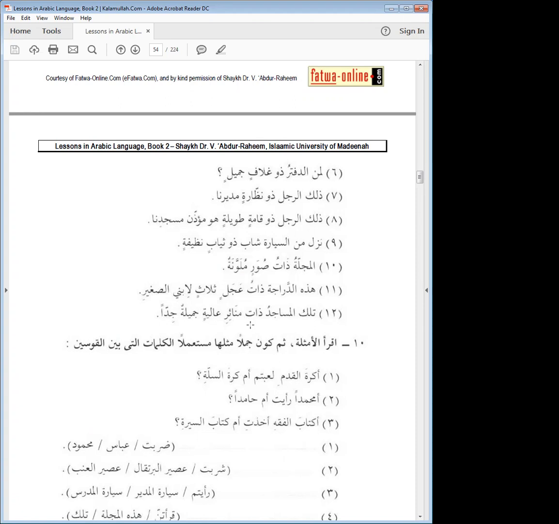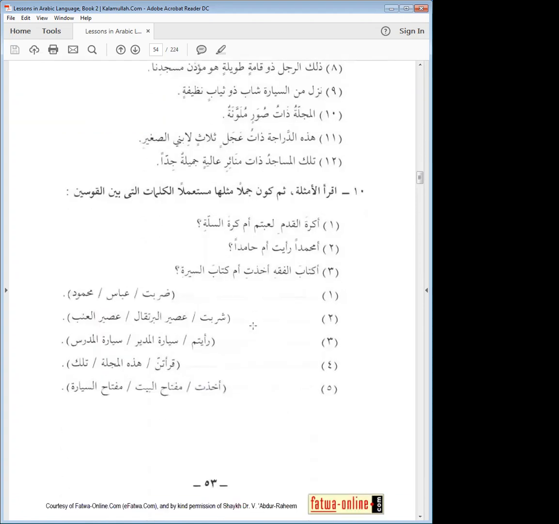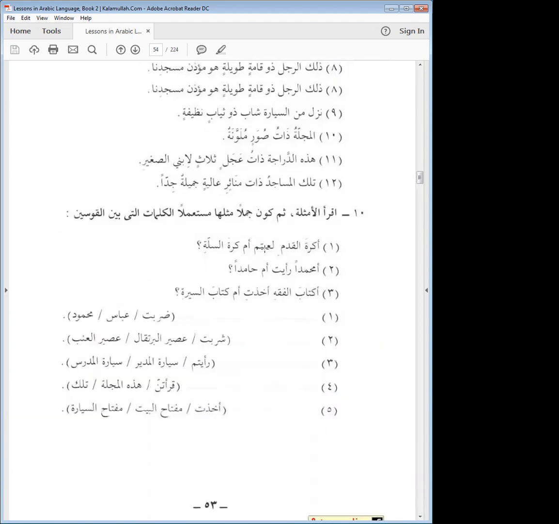All right. So we move on now. It's already 20 to 9, so I wanted to start the next chapter, chapter 9. All right. So let's look at number 10 here. Iqra al-amthila thumma kawwin jumalan mithlaha. Right. So read the examples and form sentences like them. Right. So we're on page 53, towards the end or bottom of page 53.